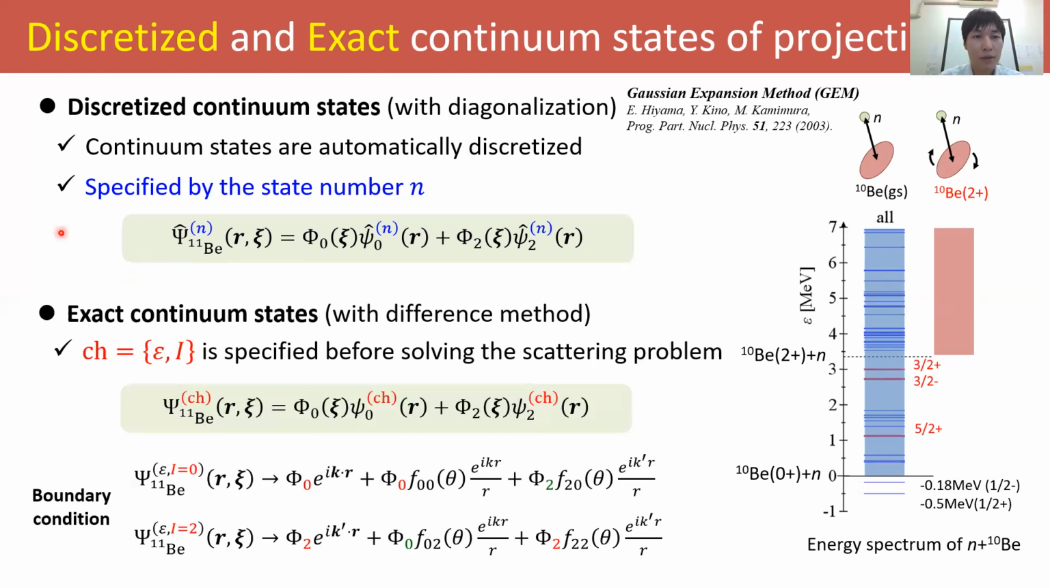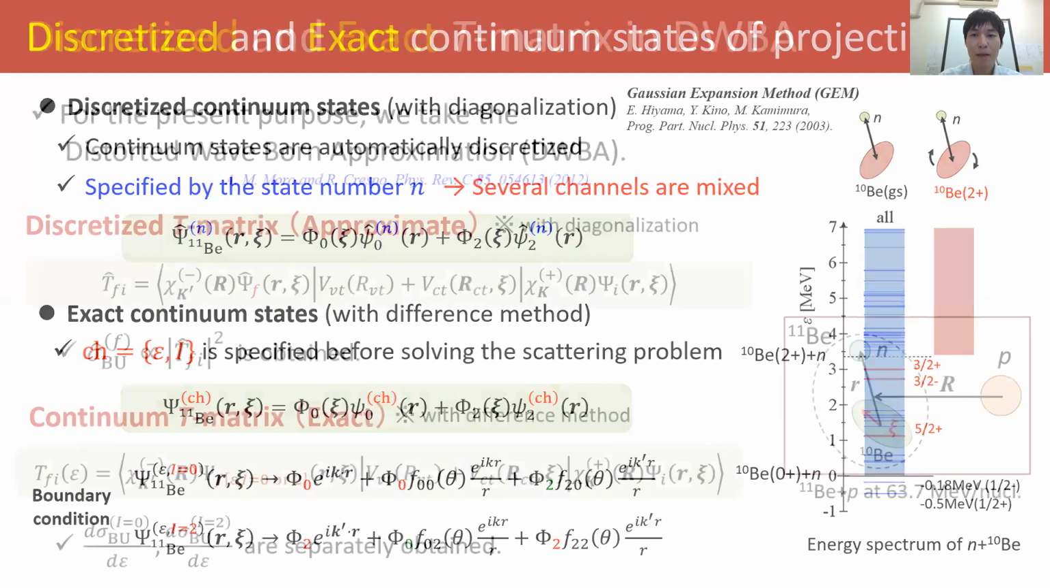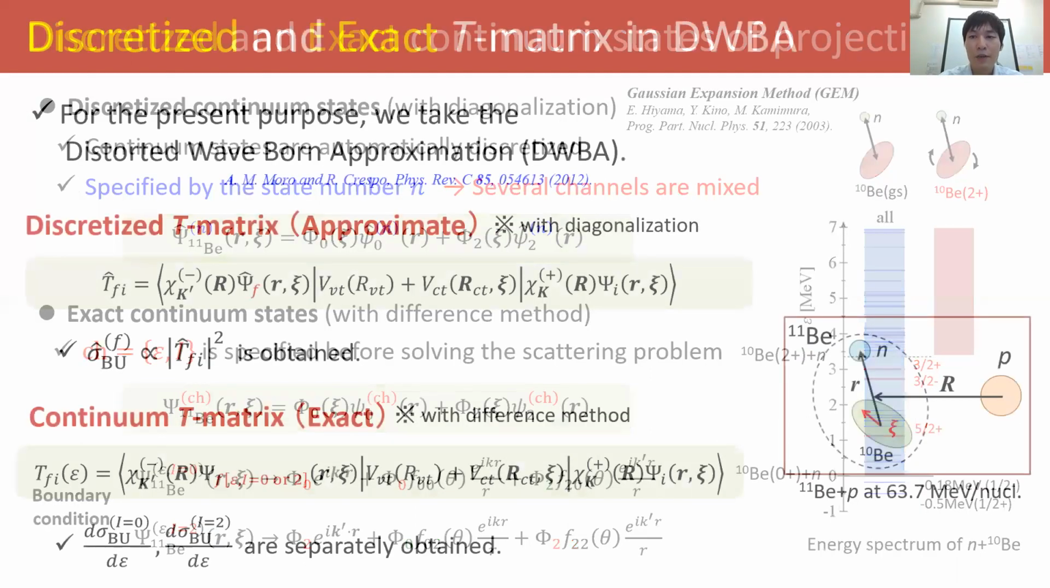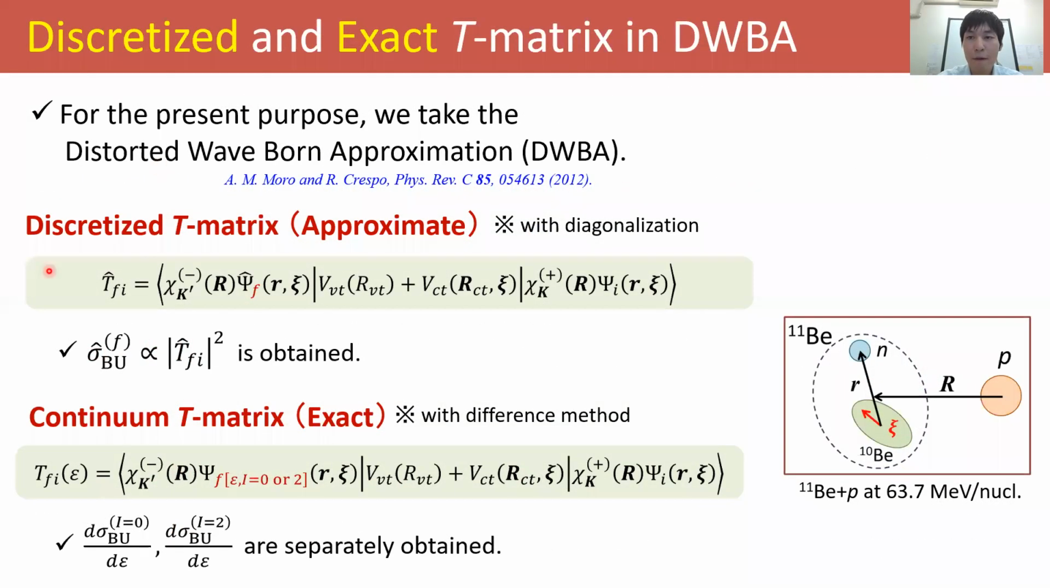On the other hand, the discretized continuum states are specified by the state number n only. It means that several channels are mixed in a certain pseudo-state. So by using the two kinds of continuum states, we can obtain the discretized and continuum T matrix elements like this.